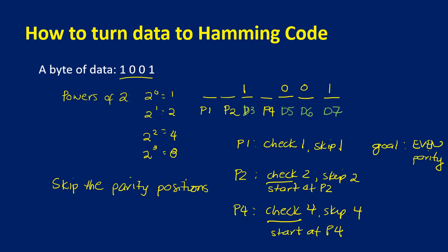Okay, so let's do that. For example, for P1, start at P1, check 1, skip 1, check 1, skip 1, check 1, skip 1. So what do we have there? We have P1, 1, 0, and 1. Since what we want is even parity, P1 should be equal to 0, correct? So P1 is 0.